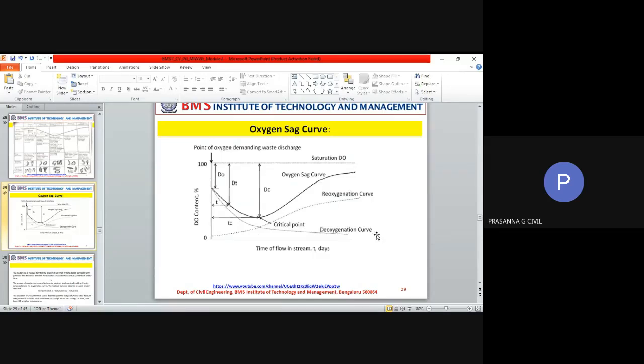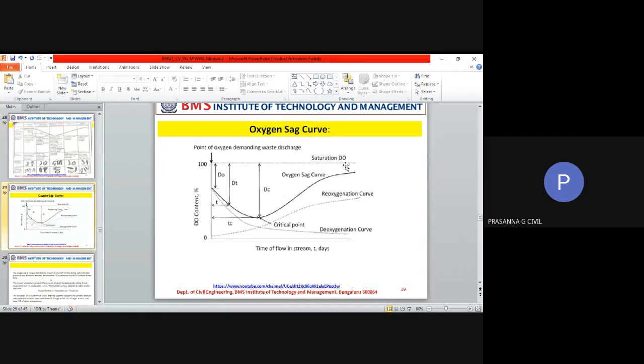On the x-axis, we are talking about the time of flow within the stream in days. And on the y-axis, we have the DO content in percentage. So on the top, they have given you the line for saturation DO. Again, I repeat, the saturation DO will depend on the temperature of water.